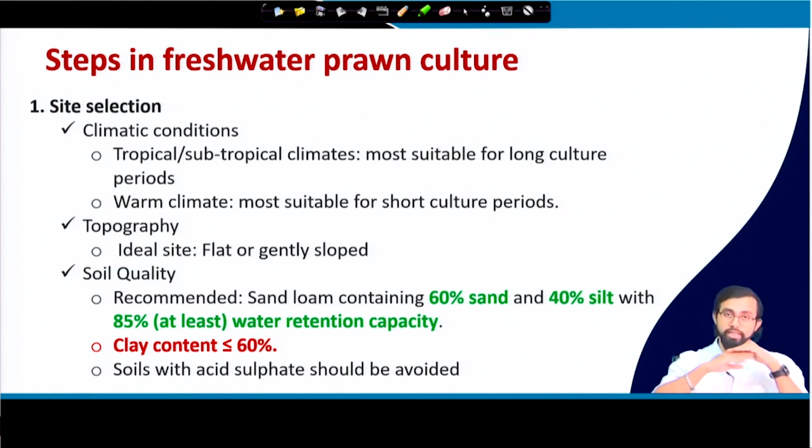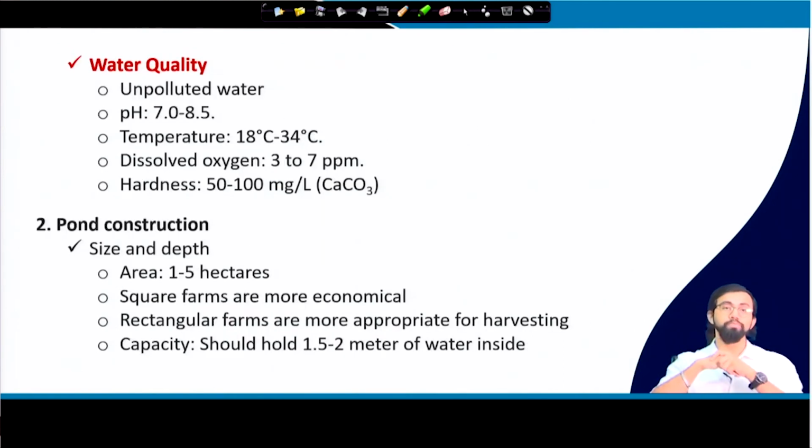Topography: flat and gently sloped land is needed. Soil quality: the recommended soil is sandy loam containing 60% sand and 40% silt, with at least 85% water retention capacity. The clay content cannot be more than 60%. Soil with acid sulfate should be avoided, as it will have a harmful impact on your product.